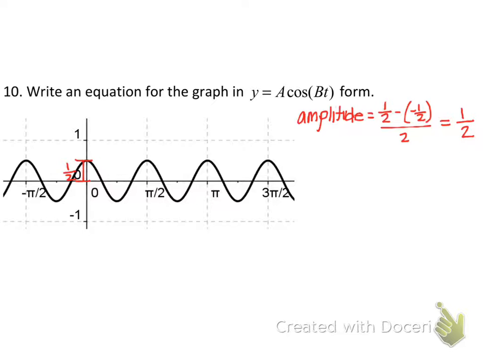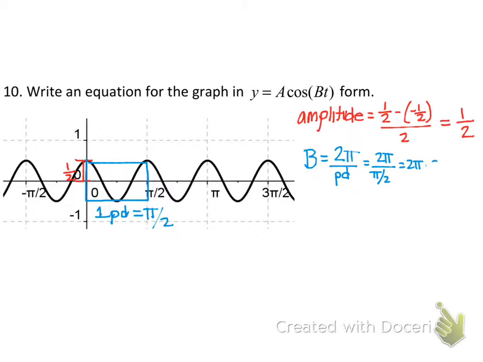Okay, so my b value, so b equals 2 pi over my period. So looking at the graph, starting at the x-axis, it repeats itself at pi over 2. So we're going to have 2 pi divided by pi over 2, which is equal to 2 pi times 2 over pi, and we get 4.